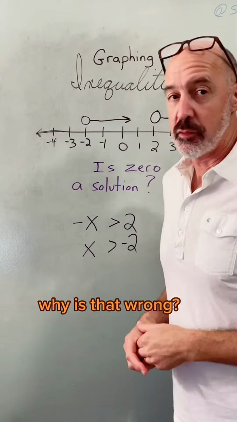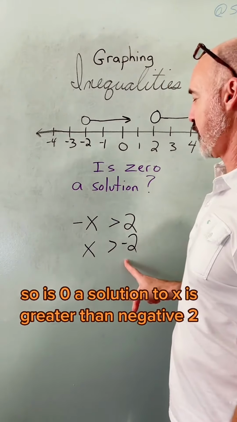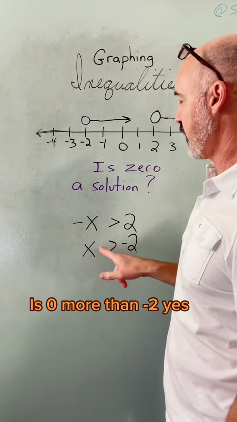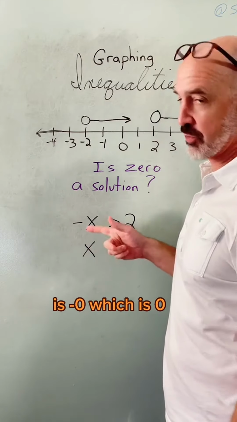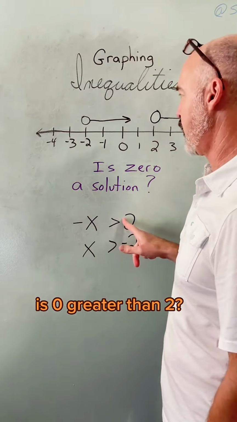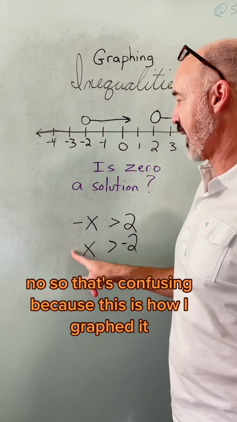Why is that wrong? Is 0 a solution to x is greater than -2? Well, if I plug in 0, is 0 more than -2? Yes. Is -0, which is 0, greater than 2? Well, no. So that's confusing because this is how I graphed it.